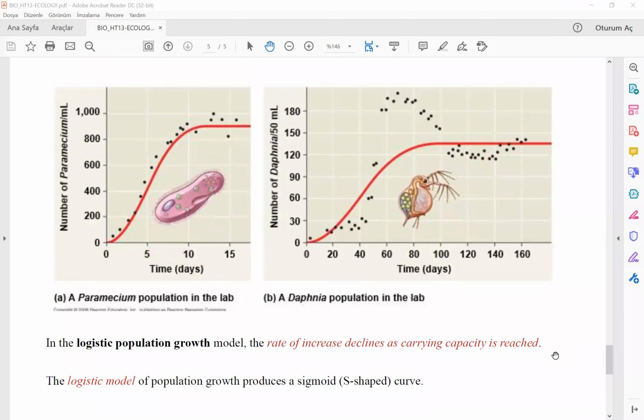And you see there are 2 graphs here. The graphs are about the Paramecium population in the laboratory environment and the Daphnia population in the lab.